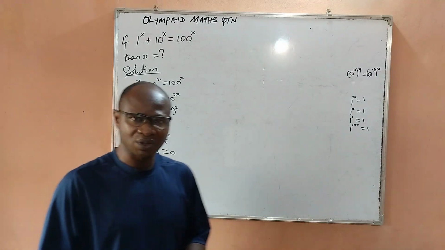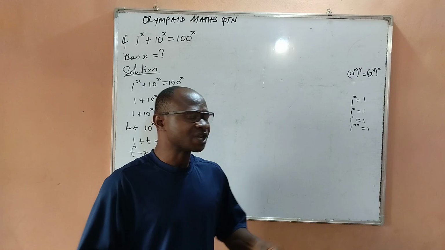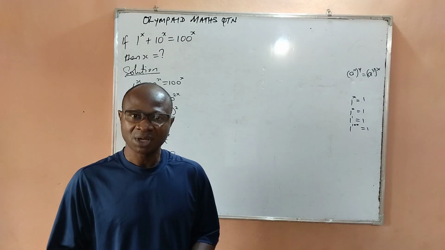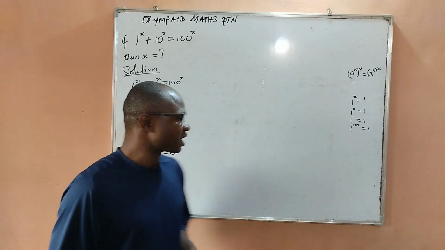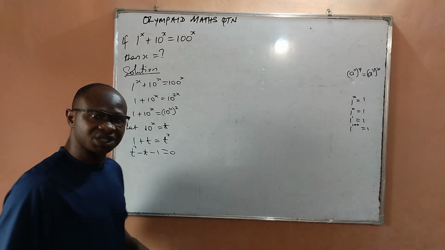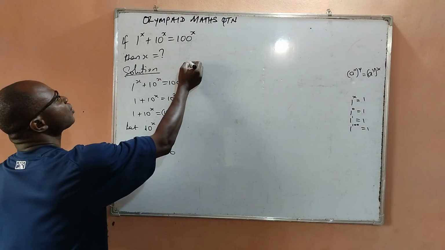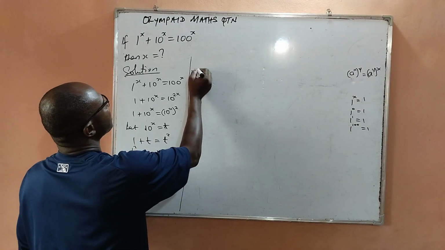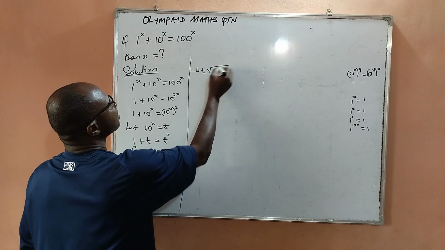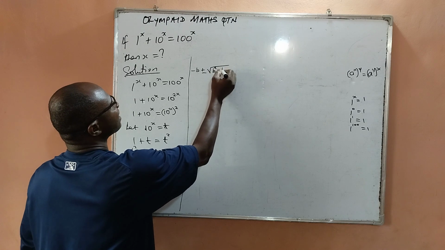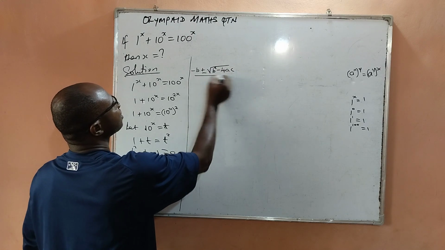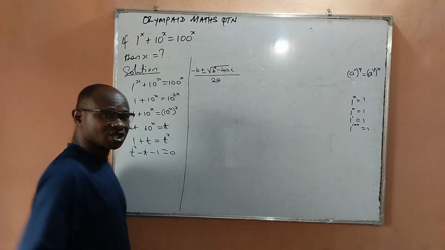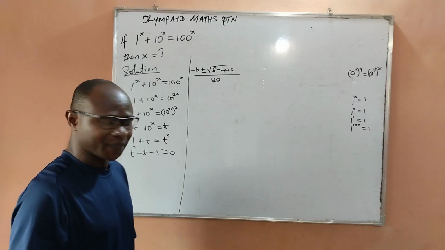This is a typical quadratic equation. So we can use any of the methods of quadratic equation in solving it. But this time around, let us go by the quadratic formula, which says that x equals minus b plus or minus the square root of b squared minus 4ac, all over 2a. This is what is called the quadratic formula.